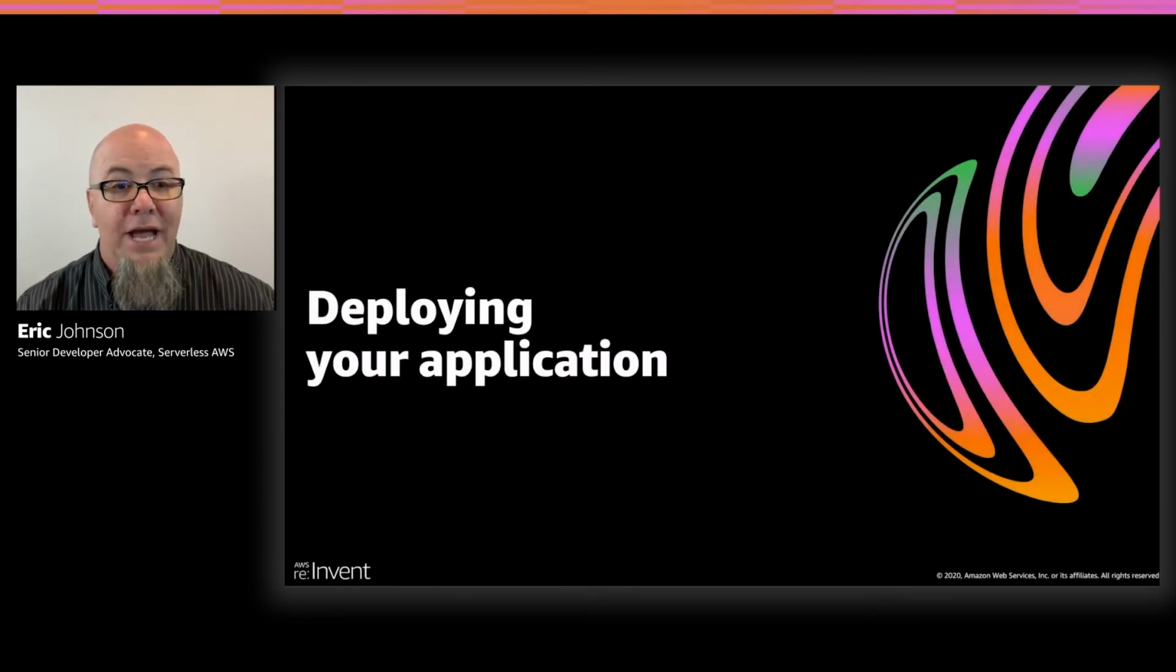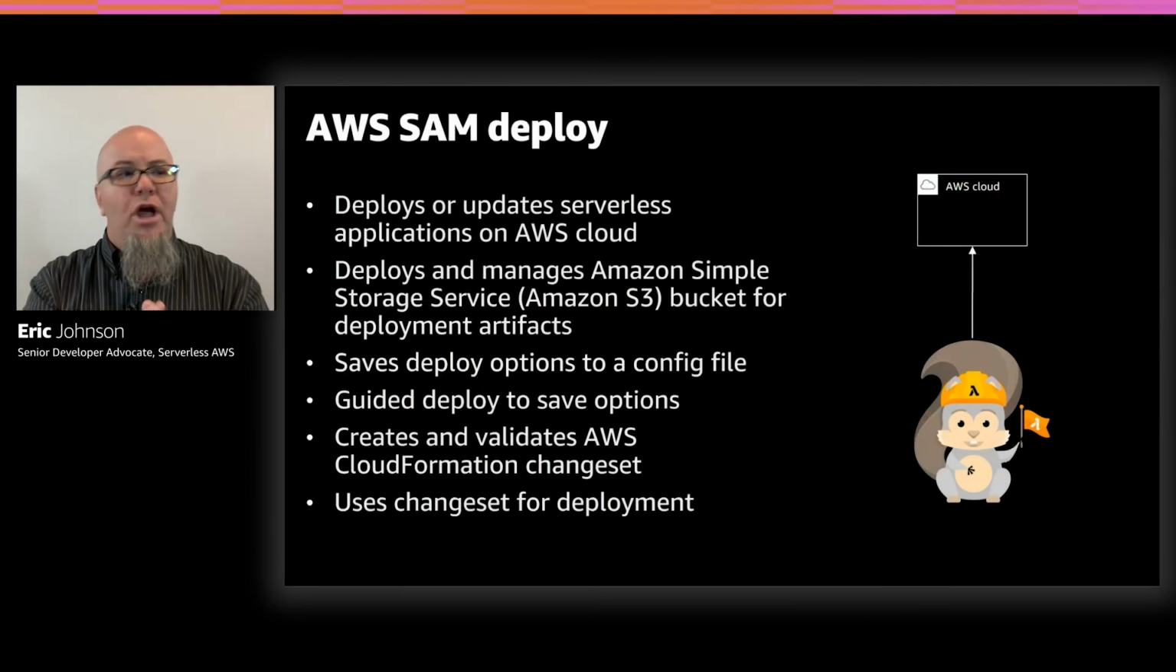And again, we turn back to the SAM CLI, and we say SAM deploy. SAM deploys or updates serverless applications on AWS. If you're using the zip format, it's going to manage the AWS S3 bucket to hold the zip for you. If you're using the container image format, you're going to tell it the ECR repos that you want to use, and it will push those for you. You can use the guided deploy, which will save your parameters. It'll ask you questions, and you'll see this in the demo.